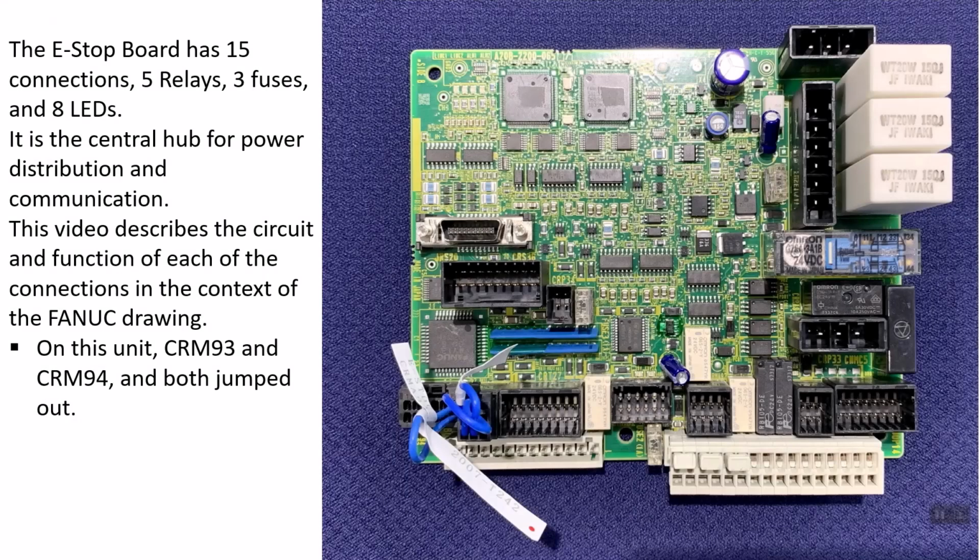The e-stop board has 15 connections, 5 relays, 3 fuses, and 8 LEDs. It is a central hub for power distribution and communication. This video describes the circuits and functions of each of the connections in the context of the GM and FANUC drawings.